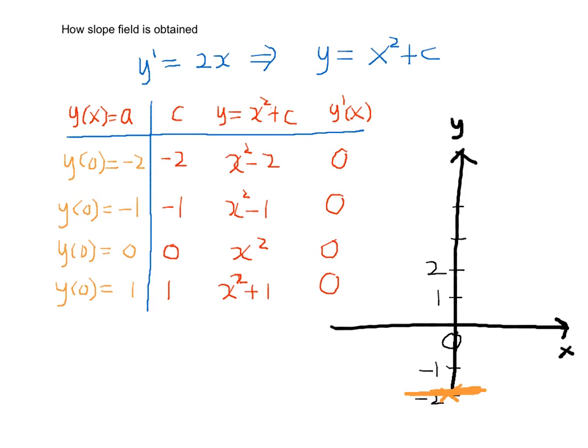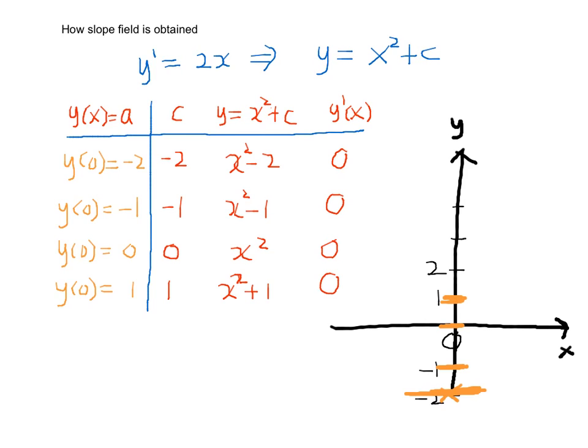Similarly, when x is 0, y is -1. So the point we're talking about is somewhere right here, and the gradient or slope is 0. So again, you do the same at the point, a little thing like this. Not a long line, but a segment. Similarly, when x is 0 and y is 0, 2, and the gradient is 0, you do this little thing.